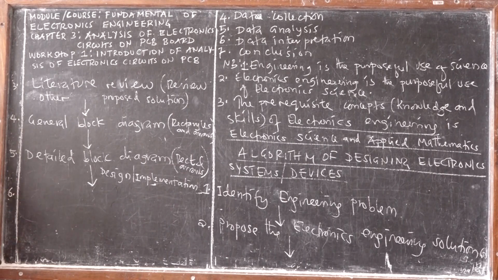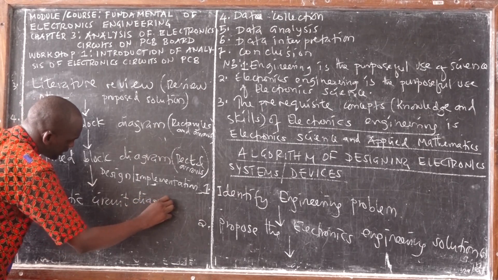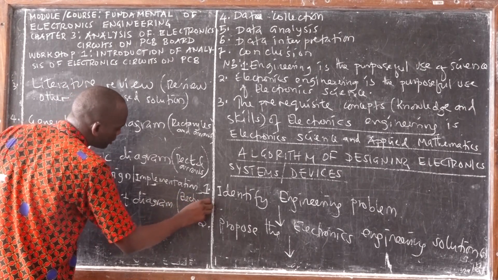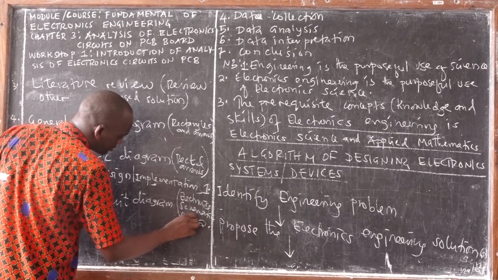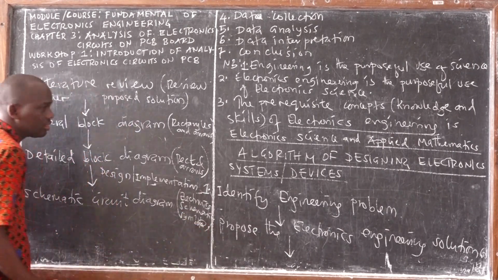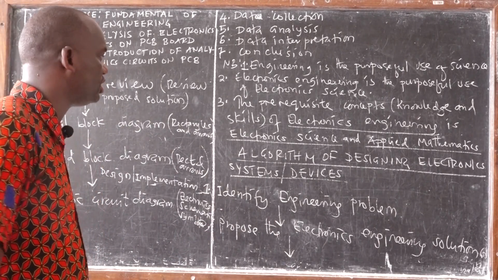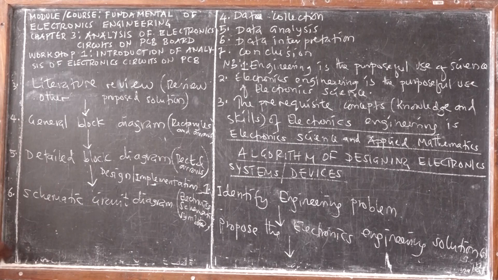So then once we do design, we come up with the schematic circuit diagram. For the schematic circuit diagram, we are using electronic schematic symbols. So that's the process that we are going to do. We come up with a schematic circuit diagram.